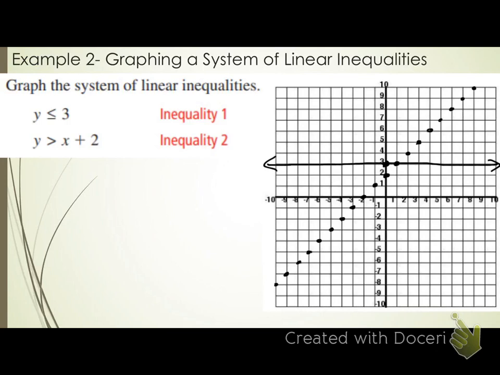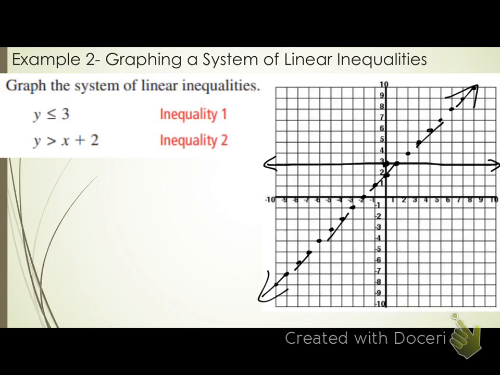Is there a line or no line underneath my symbol? No line. So solid or dashed? Dashed. There's my 2 boundary lines. Is everyone okay with that?